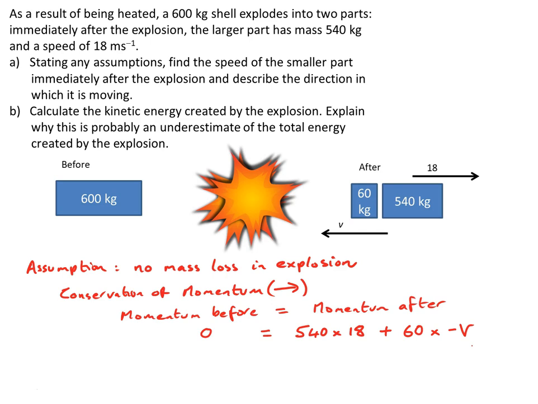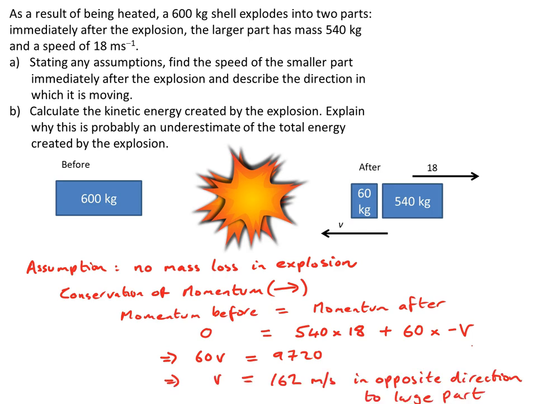Now remember that momentum is a vector quantity, so the velocity of the smaller part has to be minus v, since we're regarding to the right as the positive direction. So we've got 60v must equal 9,720, which gives v is 162 meters per second. So the speed of the smaller part is 162 meters per second in the opposite direction to the motion of the larger part.